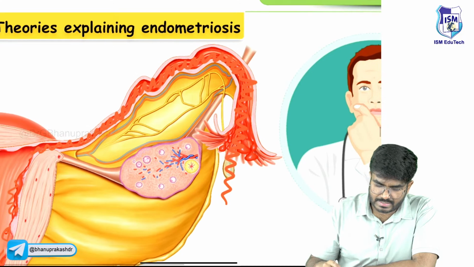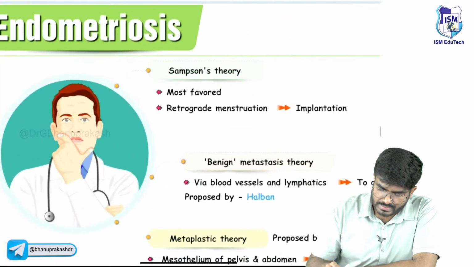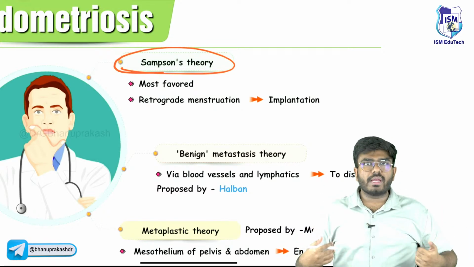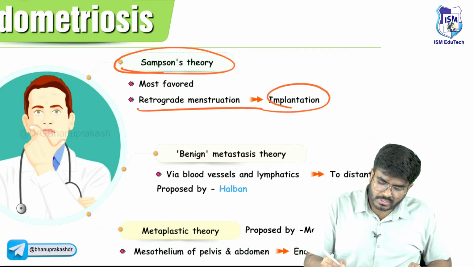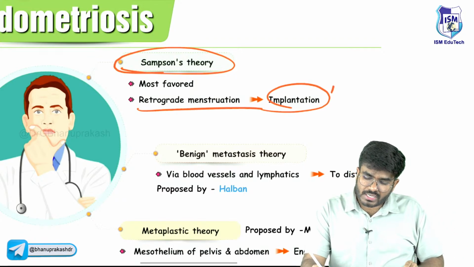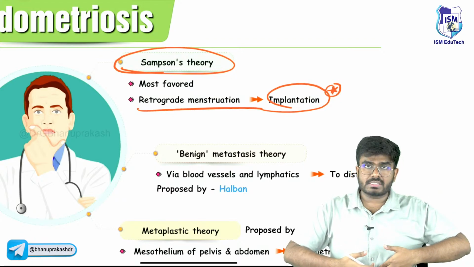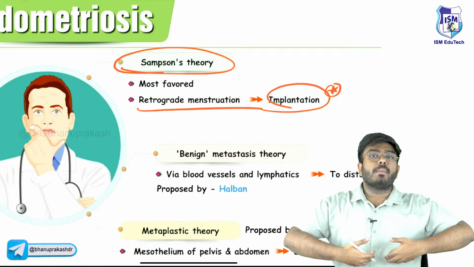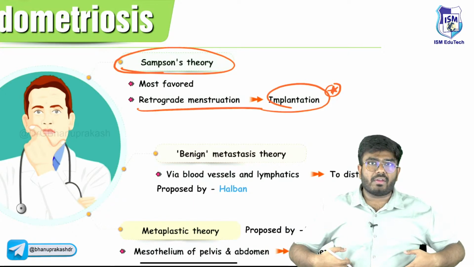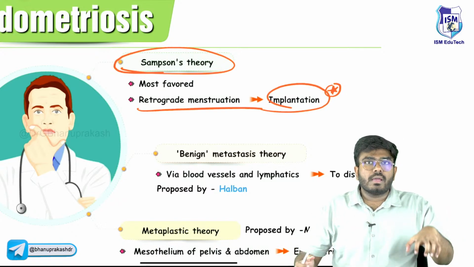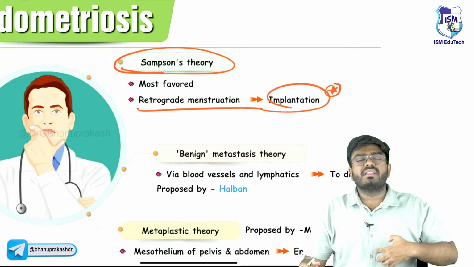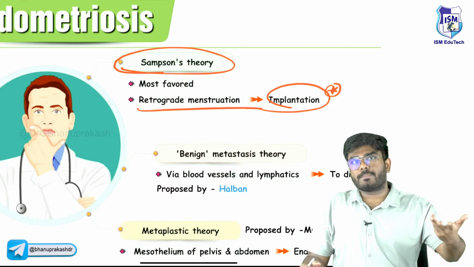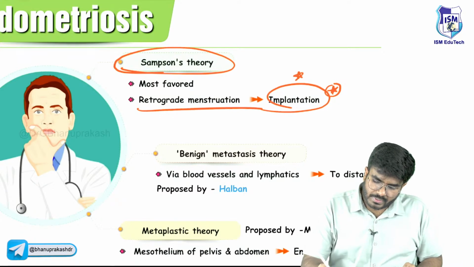So what are the theories which explain endometriosis? The first theory is Sampson's theory. Sampson's theory is retrograde menstruation. That retrograde menstruation is going to cause implantation. The endometrial cells which got menstruated into the peritoneal cavity are now getting implanted into the peritoneal cavity. They get implanted onto the ovaries, they get implanted in the area of the pouch of Douglas, and there they are growing. So that is one theory.